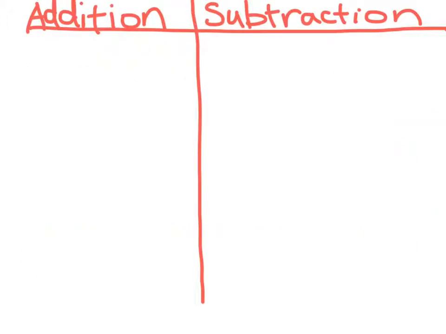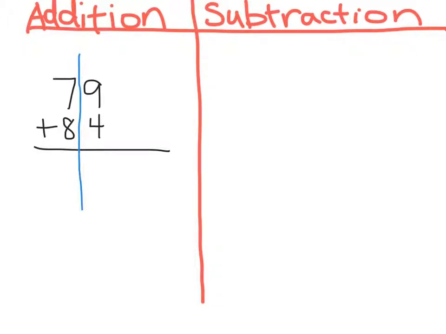So go ahead and copy this chart into your math journal, and we're going to go ahead and do this addition problem now. And we're going to use our addition strategies to figure it out. So I'm going to put 79 plus 84. Okay, so the first thing I'm going to do is take my line and separate my ones place from my tens place.